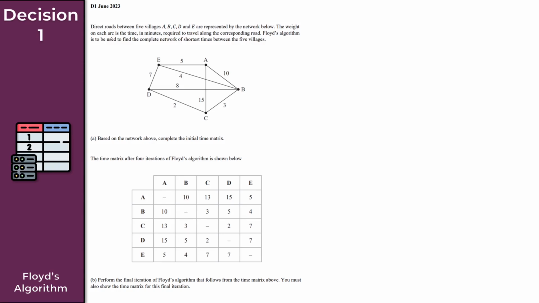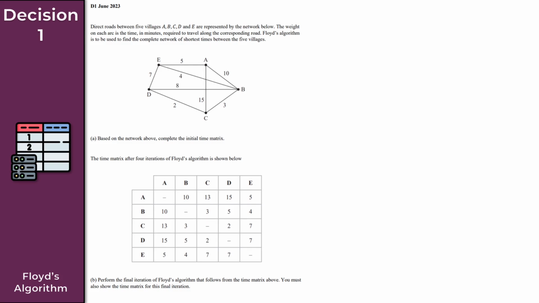Now for this question, as we can see, we have this network. And this network shows the direct roads between 5 villages. So that's A, B, C, D, and E. And as we just mentioned, they're represented by the network below. Now the weight on each arc is the time in minutes required to travel along the corresponding road. And Floyd's algorithm is to be used to find the complete network of shortest times between the 5 villages.